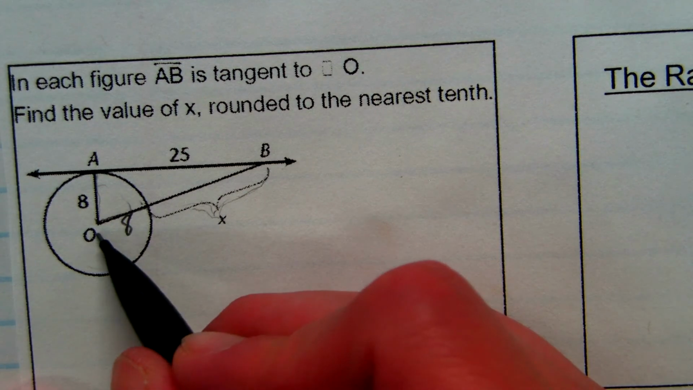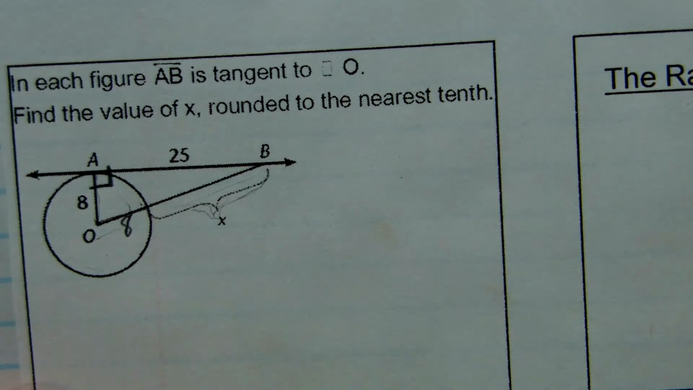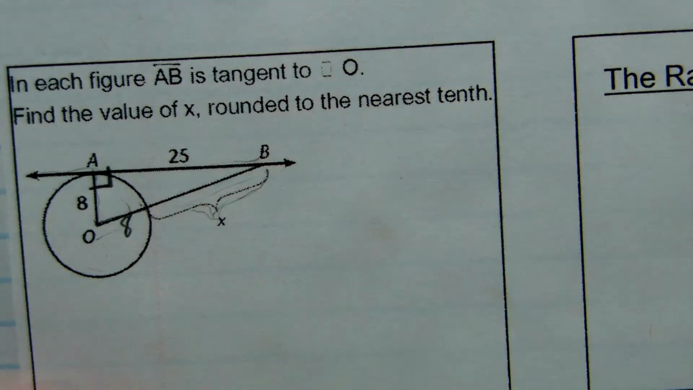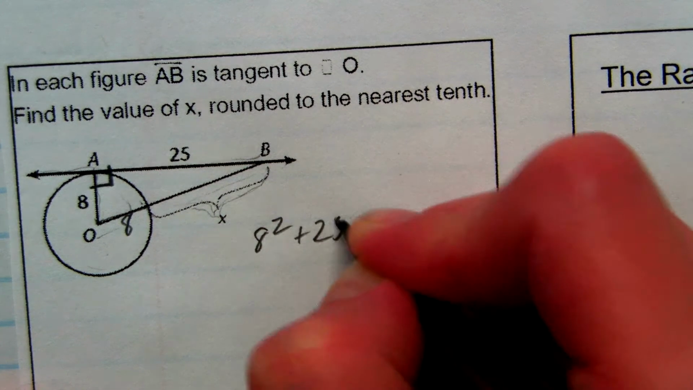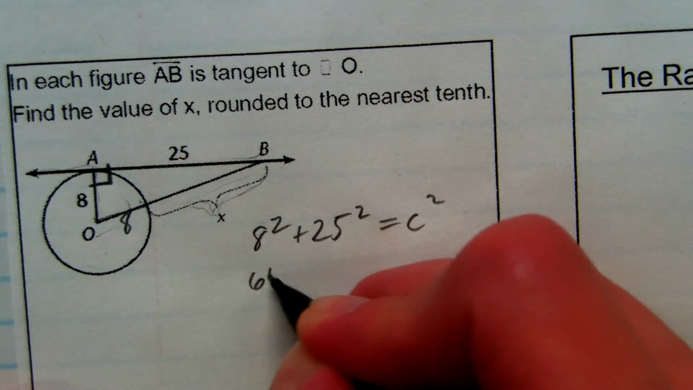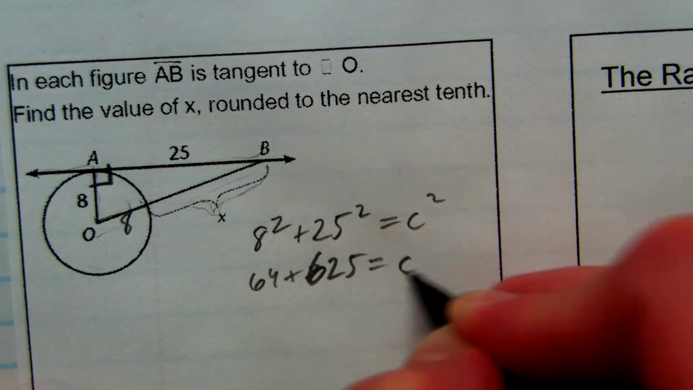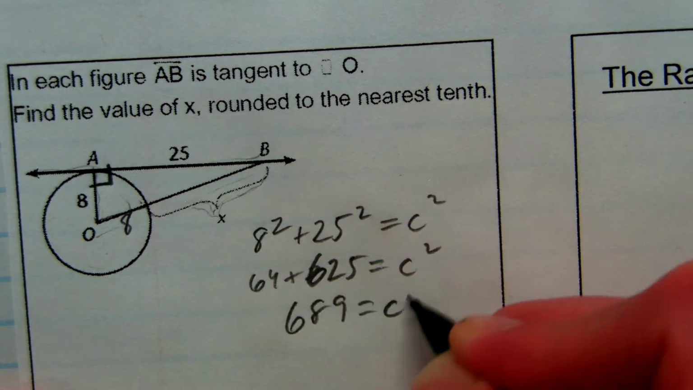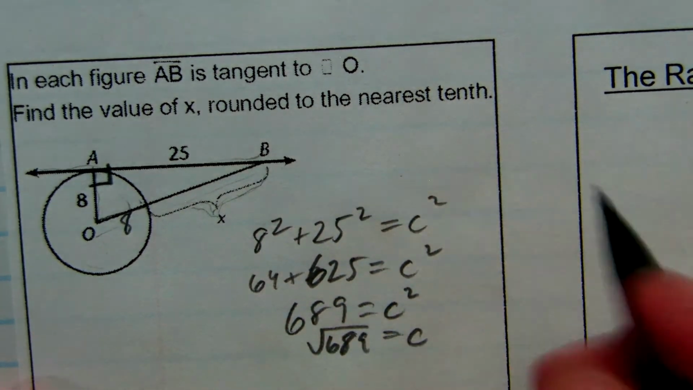So C would be the entire hypotenuse. So here's my right angle up here. It's always going to be on the edge of the circle where the tangent line meets that radius. So we'll have 8 squared plus 25 squared equals C squared. So we get 64 plus 625 equals C squared. If you add those, you get 689 equals C squared. Square root, and you get C.